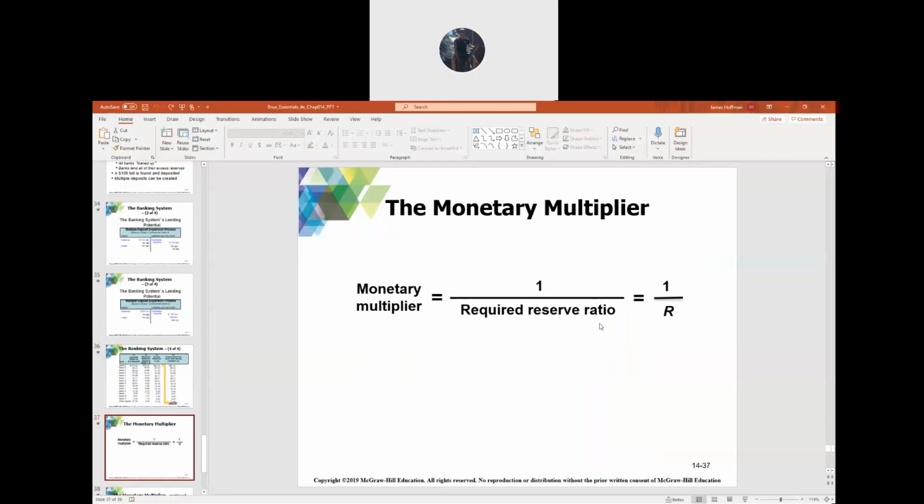Okay, so what you see in this simple equation is that if the reserve ratio goes up, if more money cannot be lent out, then less money can be created. But if the reserve ratio goes down, banks are going to lend out more money and there's more money creating potential. So the Federal Reserve can directly get more money into the banking system by lowering the reserve ratio, and vice versa.